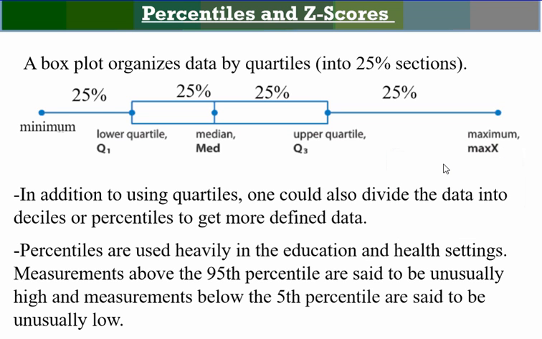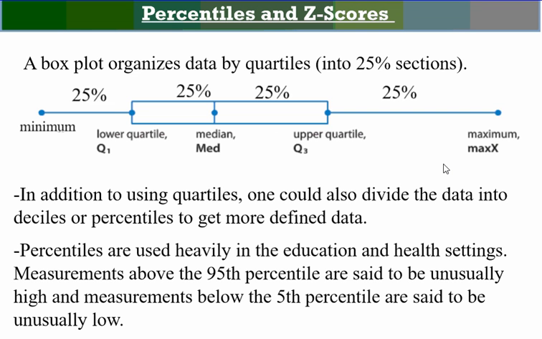Hello. In a recent lesson, we discussed quartiles using box plots, and we learned that a box plot organizes data by quartiles into 25% sections. But in addition to using quartiles, one could also divide the data into deciles or percentiles, or technically, any equal parts that they'd like. The most common ones are probably percentiles and quartiles.